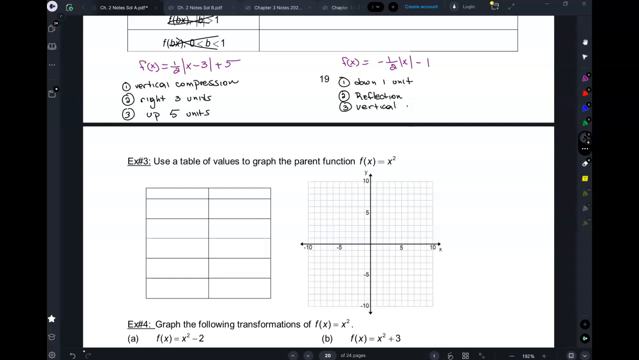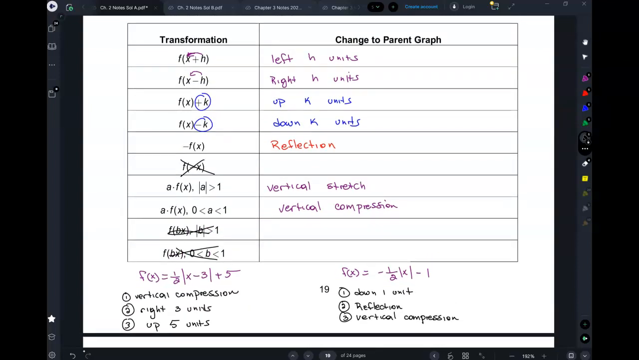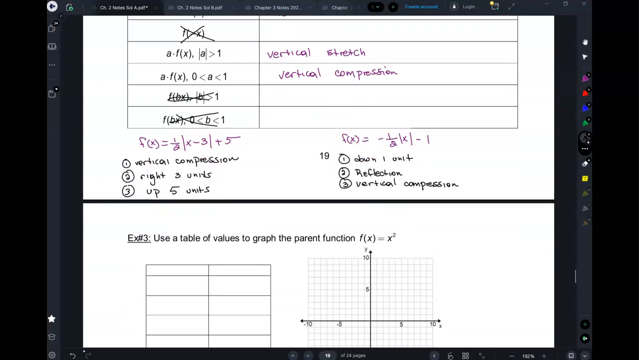Is there anything else? How many transformations is it possible to have? We have 3, but you could have 1, 2, 3, 4. I guess we did 4. Something could move to the left. It could move down. It could have a vertical stretch. It could have a reflection.